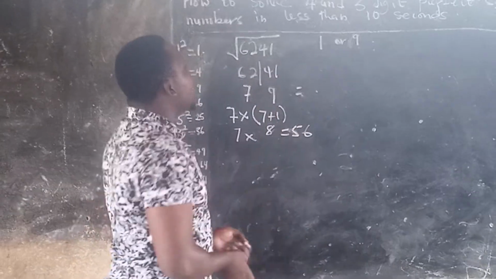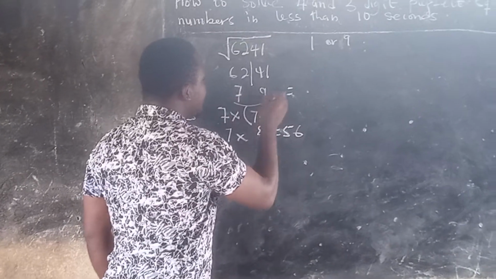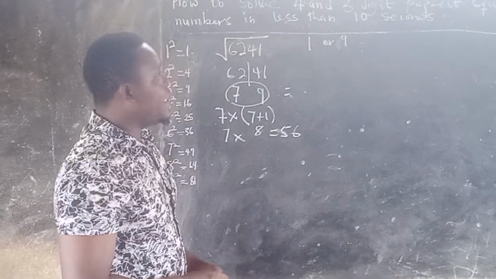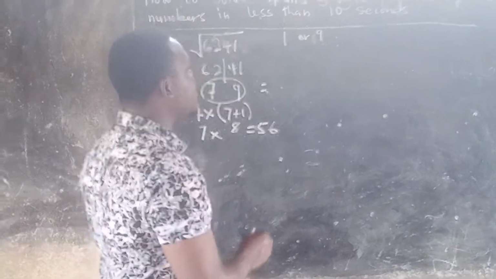So the square root of 6,241 is 79. The answer is 79. Now let's look at another example.